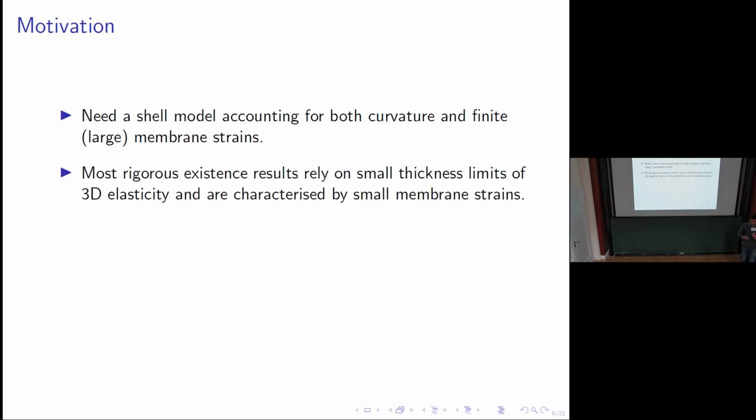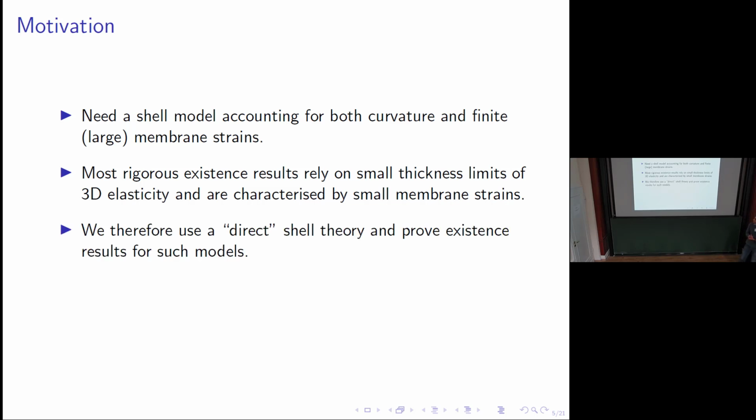The issue that we have is that most rigorous existence theorems, or models of that kind, rely on small thickness limits of 3D elasticity, and they're always characterized by small membranal strains. So we need a theory that can account for large membranal strains. That's the reason that we rely on these so-called direct shell models.